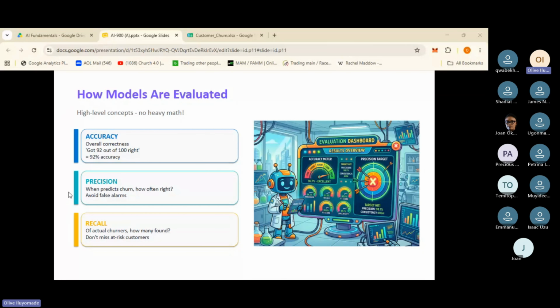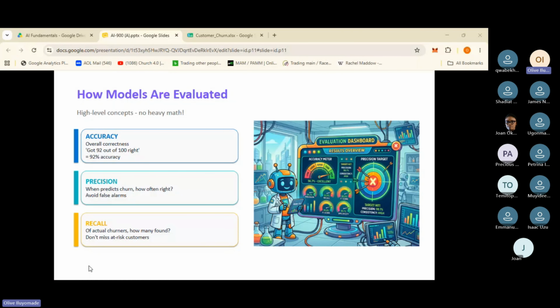Next is precision. Avoid false alarms. So when it predicts a churn, we have to make sure that it is right so that we don't act on the wrong information.